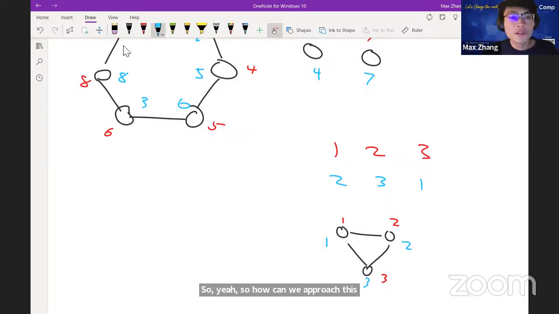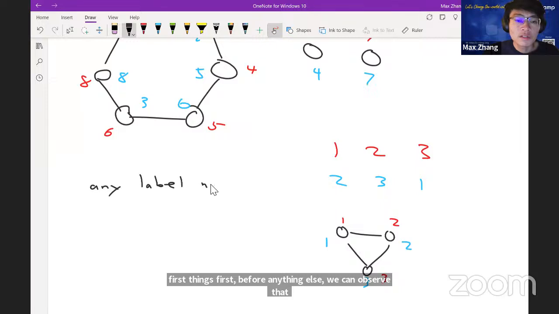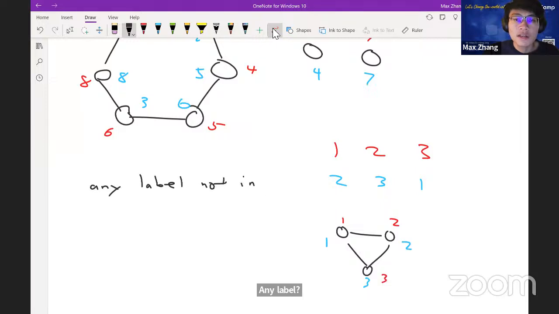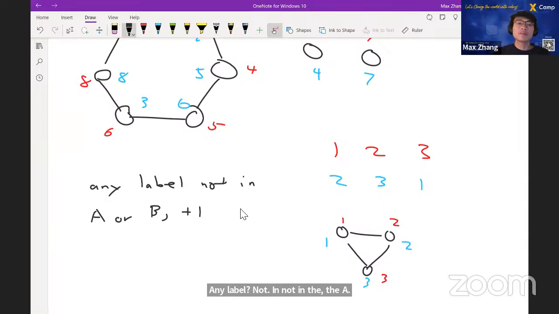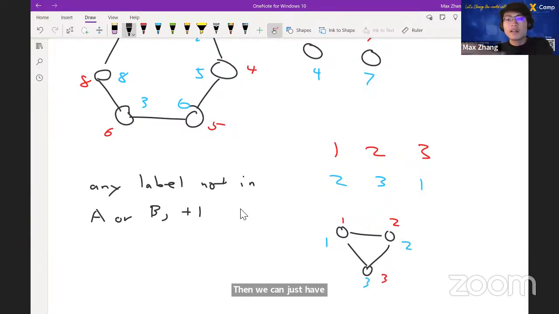First things first, before anything else, we can observe that any label not in A or B is instantly a +1. If there's a label that does not appear inside the cycle in either labeling, then we can have them both assign that label to the same vertex, and that's instantly +1 to the answer.